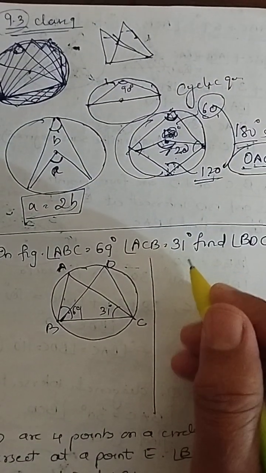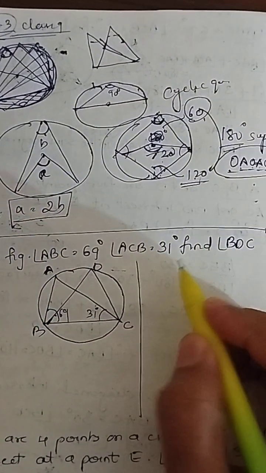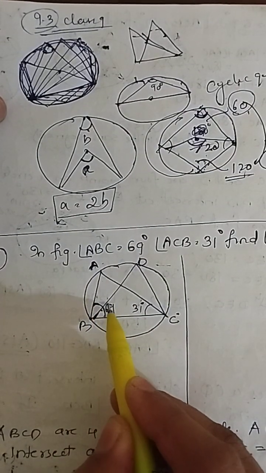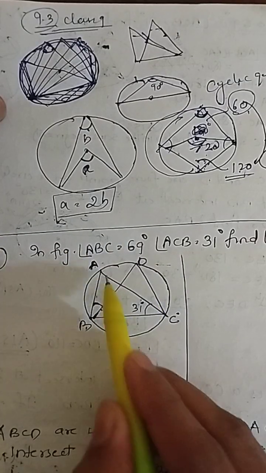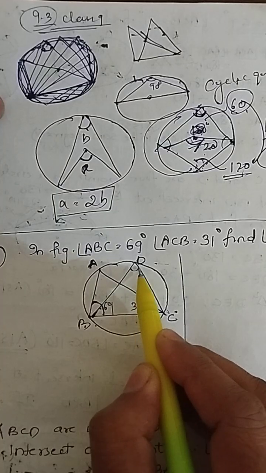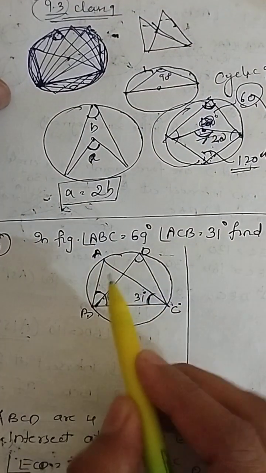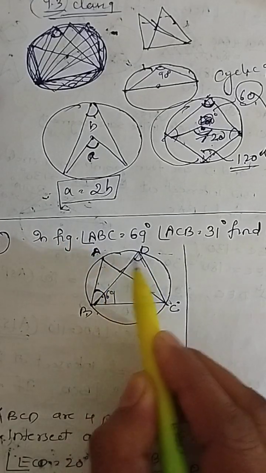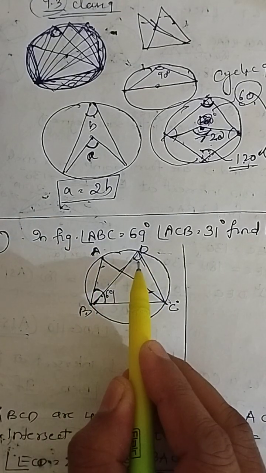Continuation of exercise 9.3, question number 4. In this figure, angle ABC is given as 69 and angle ACB is given as 31. Find angle BDC. Always look out for the M. See here there is an M. This angle is equal to this angle. So if I find out this angle, I can easily find out this.